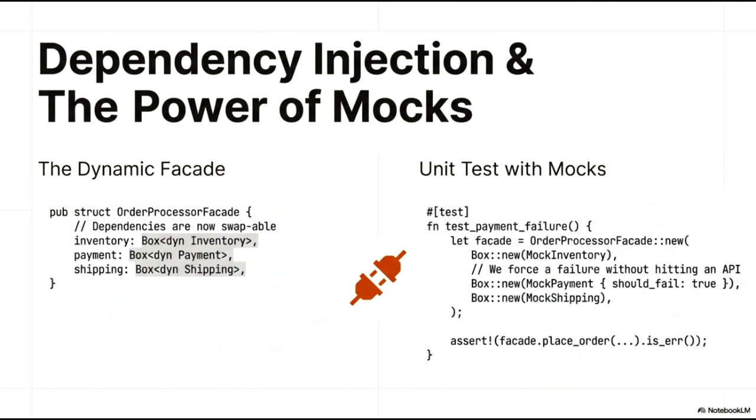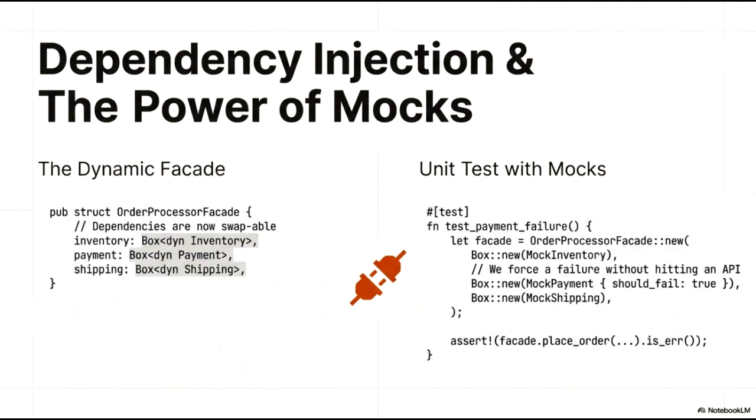By looking at the dynamic facade on the left, we see that the order processor facade uses dynamic dispatch via dynamic trait objects. This structure ensures that the inventory, payment, and shipping modules are not hard-coded, but are instead swappable dependencies. Moving to the right, we can see how this architecture empowers our unit testing strategy.